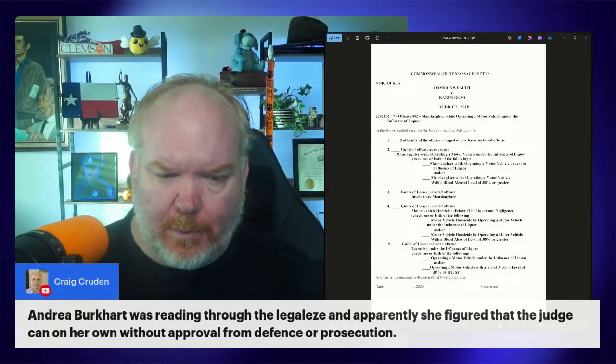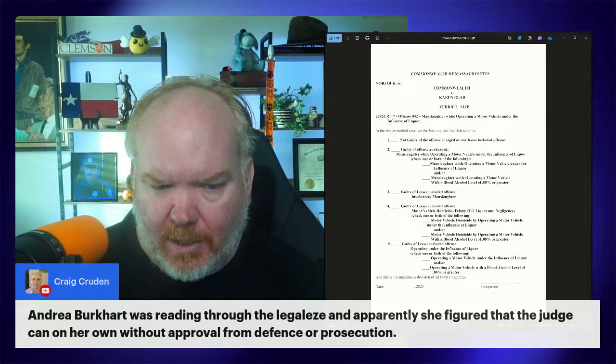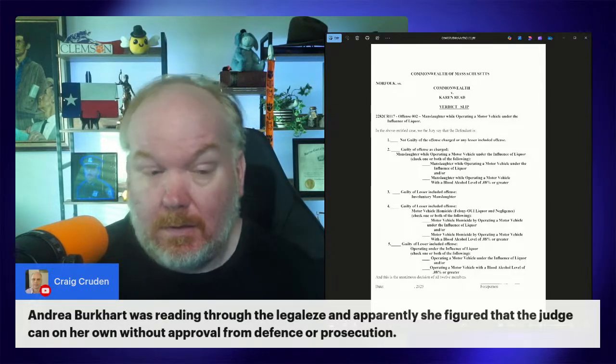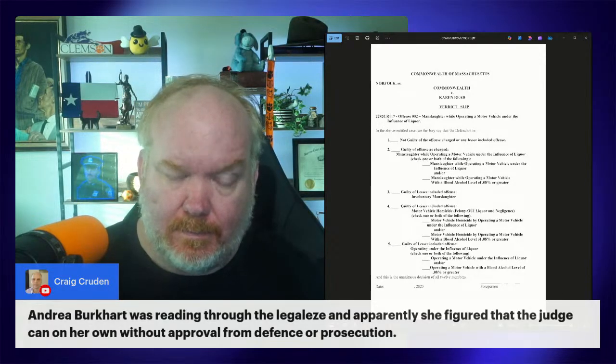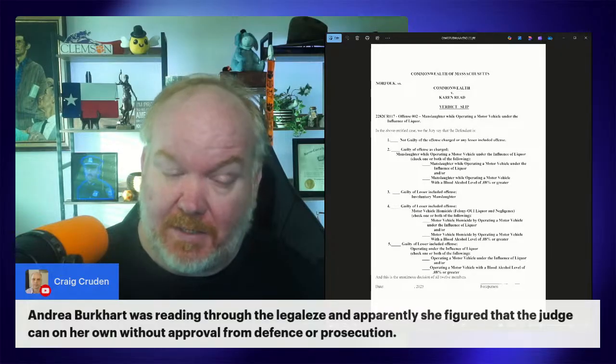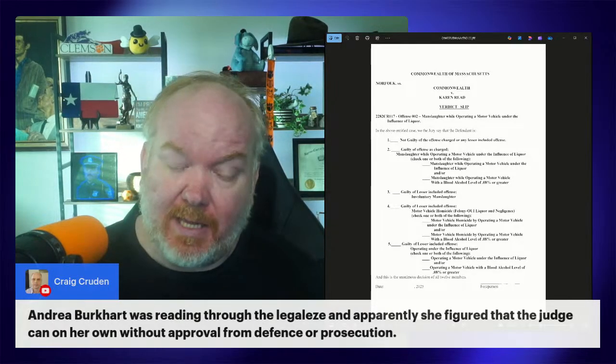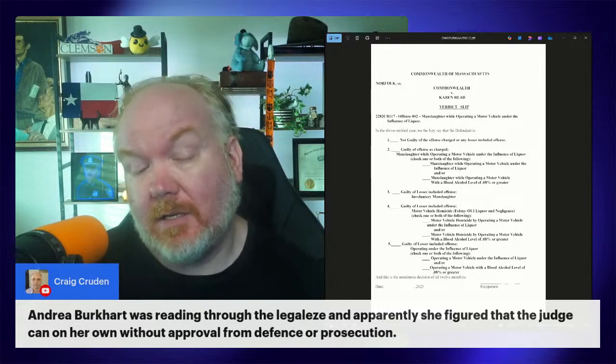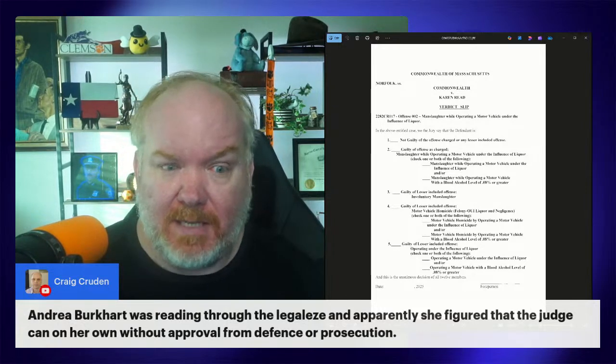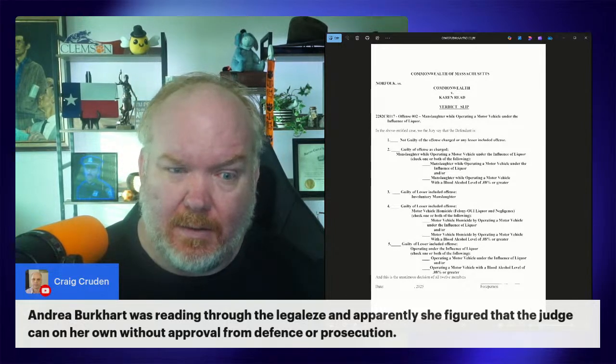Andrea Burkhart was reading through the legalese and apparently figured the judge can, on her own, without approval from defense or prosecution. That would be weird to me if that's true. Andrea Burkhart is one smart cookie, though. So if she actually said that, I believe her. She does not talk out of turn. That strikes me as odd, but okay.